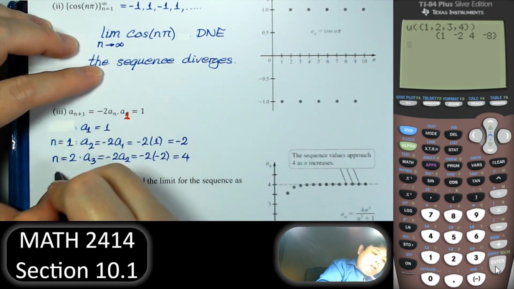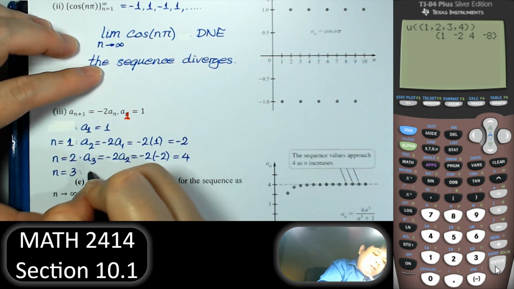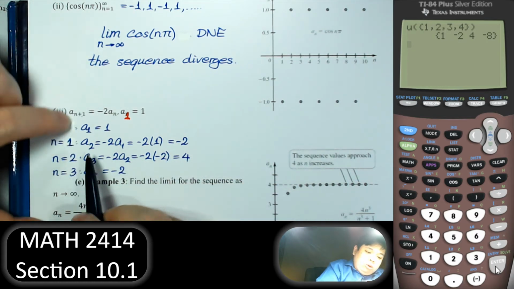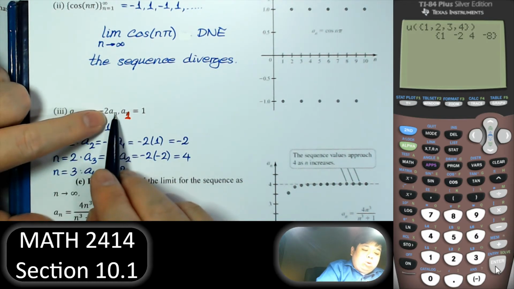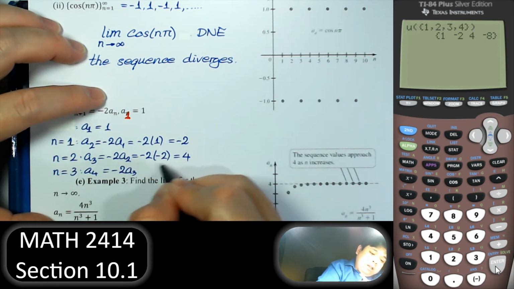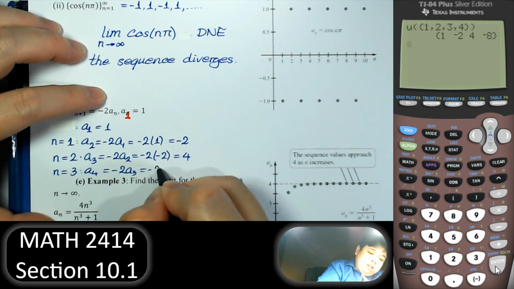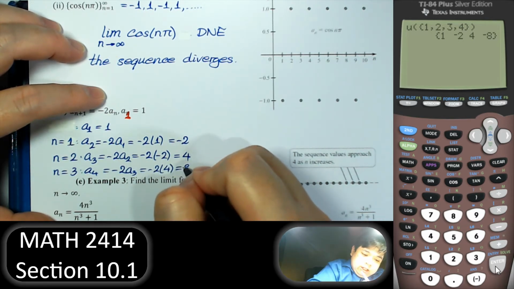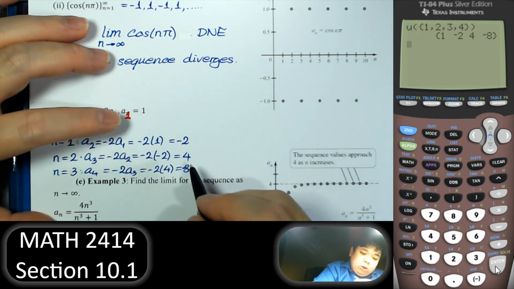And that 4. N equal to 3, A4, negative 2, and we're going to put 3 in here. That 4 and 3 here, that A3, which is 4, and negative 8. So we have 1, negative 2, 4, negative 8.